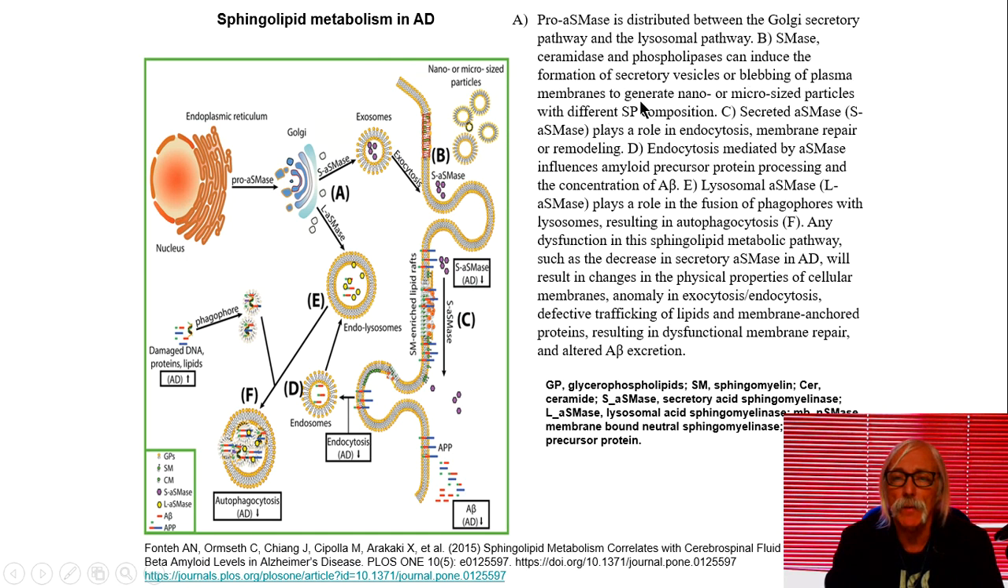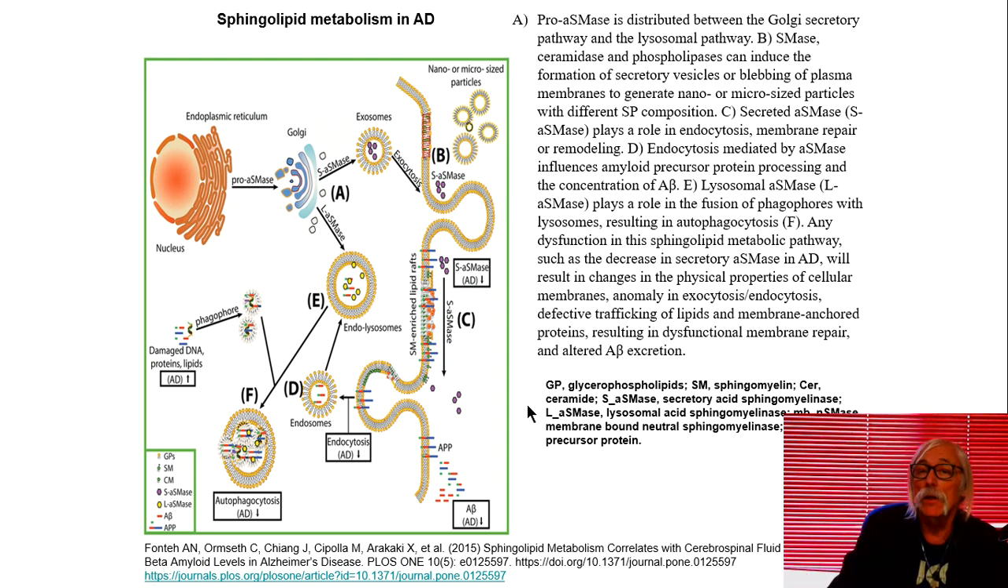You also get a blebbing of the plasma membranes to generate nano and micro-sized particles that leave the cell. And depending on the size of the microparticles, they have different sphingolipid composition. You also get the secreted sphingomyelinases playing a role in endocytosis, membrane repair, or remodeling. So they're altering membrane fluid dynamics by changing membrane fluidity via the enzymes that are associated with these particles, functioning now on the outer leaflet of the membrane. Right, so they're altering the membrane. So the membrane is going to be all moving in one direction or another. That's basically what's going on here. Setting the stage so the cell will generate a neurodegenerative pathway.